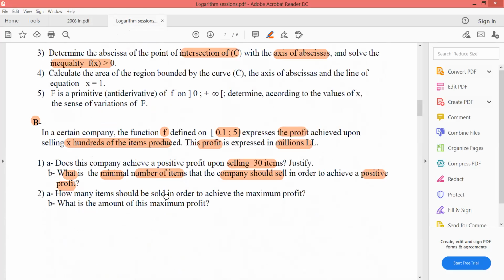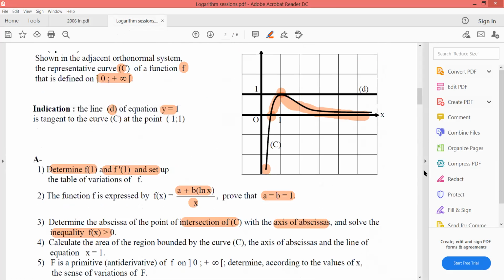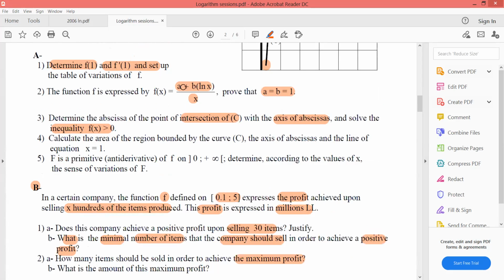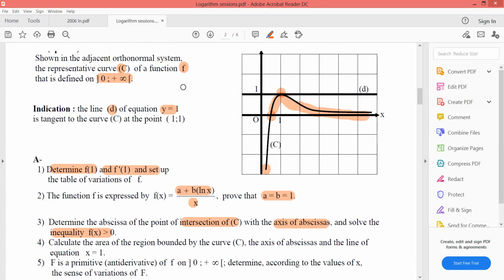How many items should be sold in order to achieve a maximum profit? How many items? Table of variation. Look here at this graph. What is the maximum number? You should put 1. What's the unit? 100. Hundreds of units. Okay, and what is the maximum profit? 1 million. Good.